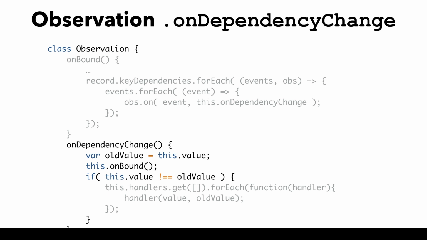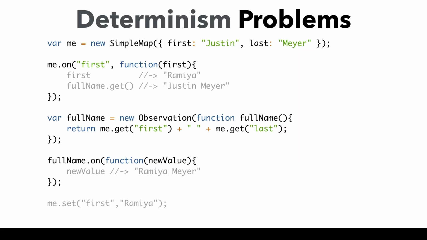Then, if the new cached value is different from the old cached value, we will call all the handlers registered on the observation. Okay, so now we have a reasonably working simple map and observation. These were pretty much akin to CanJS 1.0's technology. However, there's some subtle problems in this naive solution. The most important one is determinism.